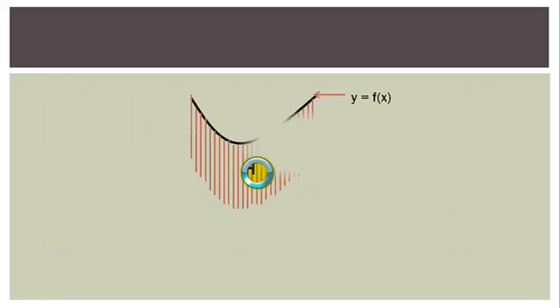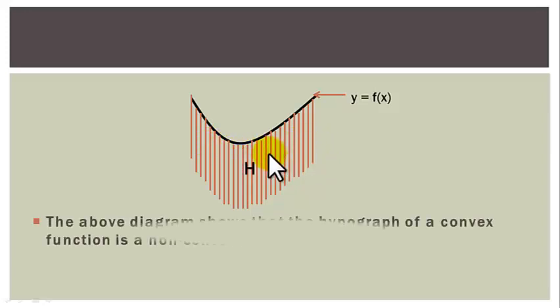Now we look at this other illustration. We are considering the hypograph of a convex function. The function y equal to f of x, that's this curve, is a convex function, and this is its hypograph, the set of points on the curve or below the curve. This is the hypograph, and clearly this shaded portion is a non-convex set. So the above diagram shows that the hypograph of a convex function is a non-convex set.